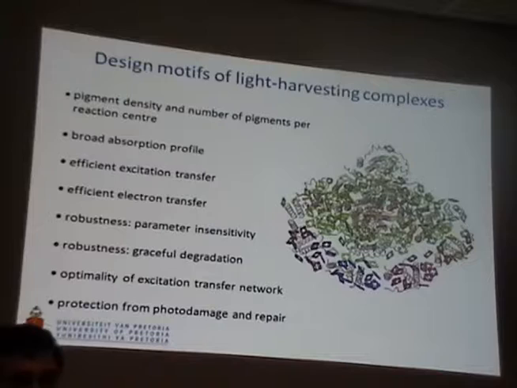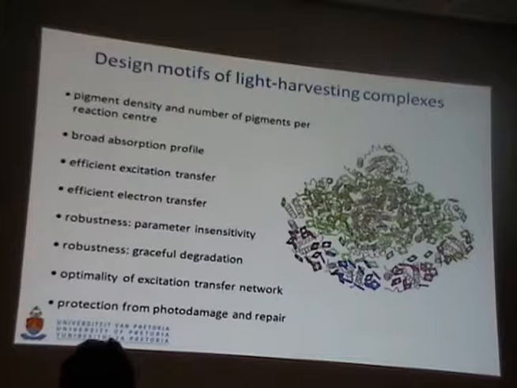So they make use of a whole list of design motifs, one can say. And with this, and with just basic elements, it harvests light at an extremely high efficiency and also an extremely high robustness, because it can also switch between very efficient light harvesting and very efficient photoprotection. All these concepts I will introduce in this talk. So just to mention a few of these design motifs, you have an extremely high pigment density and a very high number of pigments per reaction center. Okay, the concept of reaction center I will also come back to.